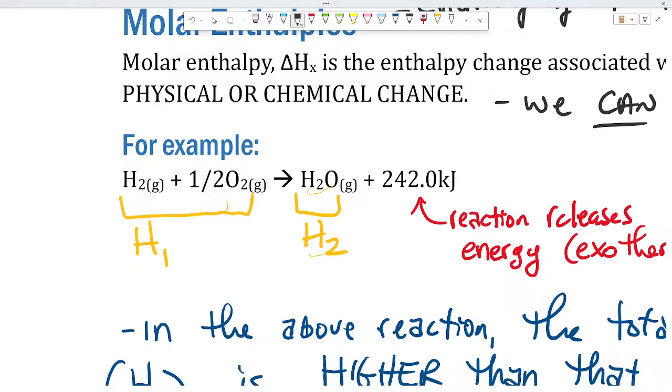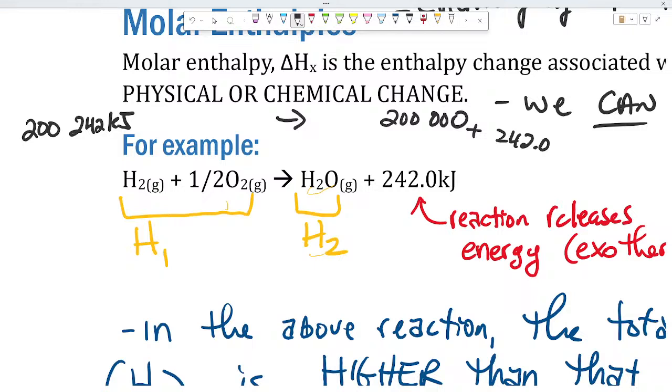But if we do the delta, because remember, the actual H value is some enormous number, right? The actual H value would be like saying, we start off with, I'm just going to make it easy, 200,242 kilojoules. It would actually be much bigger than that. And we end up with 200,000 in the system and 242 released. Does that make sense? And so the delta H is what you get when you subtract these two together. That's where the actual number comes from. Does that answer your question?